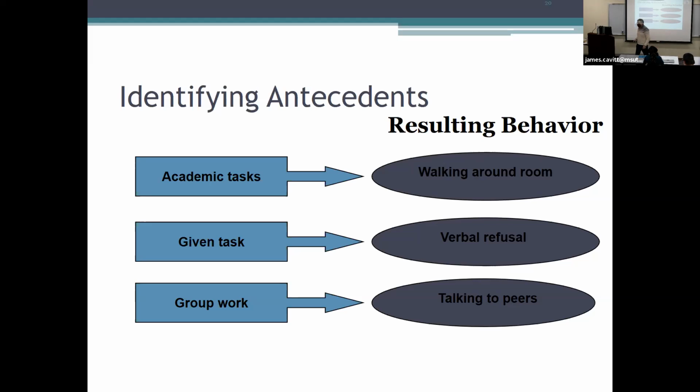So let's think of behavior as a chain, all right? When we think of a chain of behavior, we'll think of three links. The first link is the antecedent. It's what happened before. And usually we want to know what happened right before.